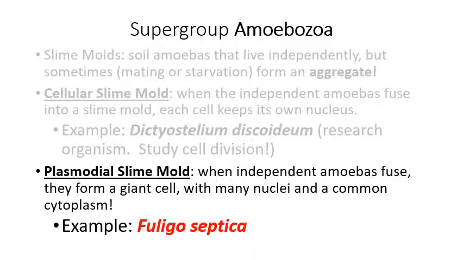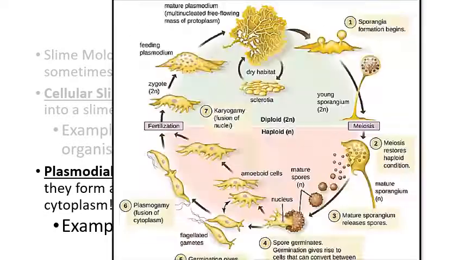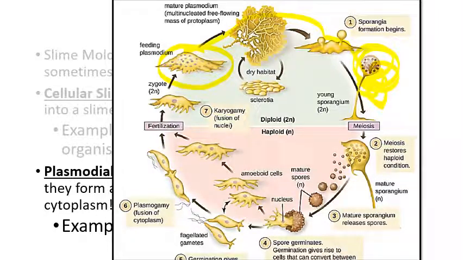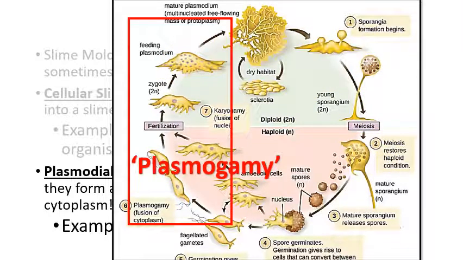Physarum polycephalum is an example of a plasmodial slime mold where all the nuclei are together and they have a common cytoplasm. And so here's the diagram again. They wander around individually. Eventually, if they're starving, they'll form an aggregate, and then there'll be some mating, and then they'll form spores that are dispersed. This cycle where they have a feeding plasmodium is referred to as plasmogamy. So plasmogamy refers to a plasmodial slime mold where you have multiple nuclei within a common cytoplasm.